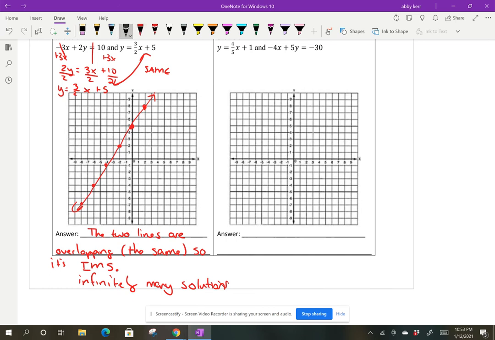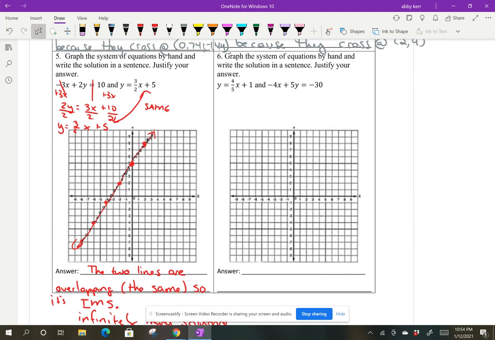Now notice the reason why this line, all of these points, every single one, even if they're decimals, are going to touch is because it's the same line. So that's why every single solution on that line works.